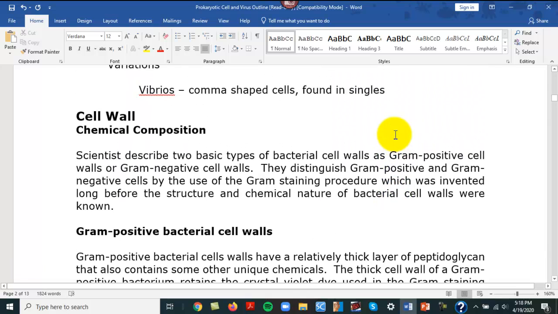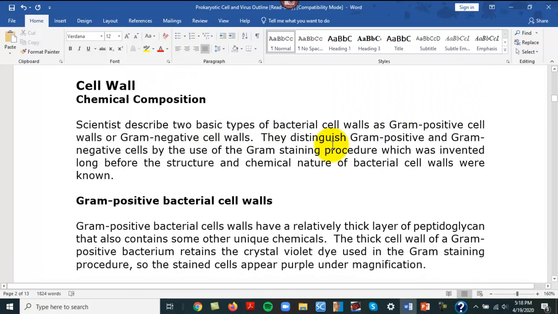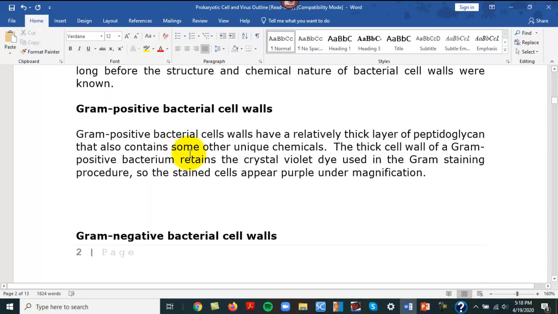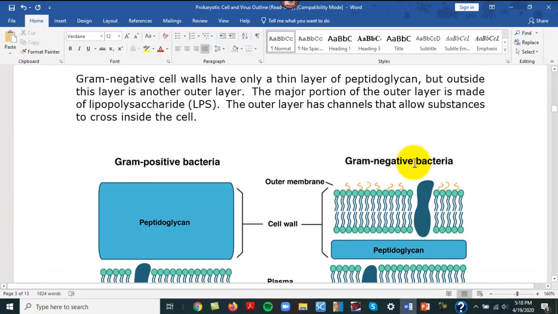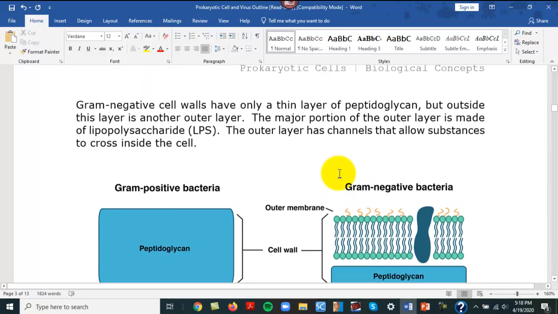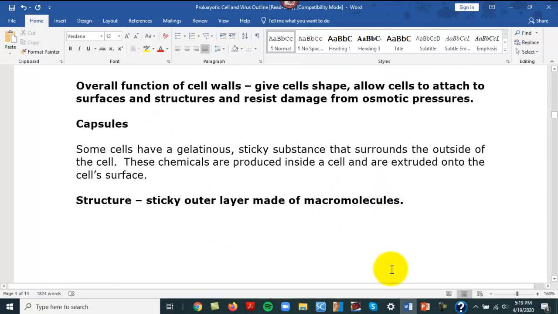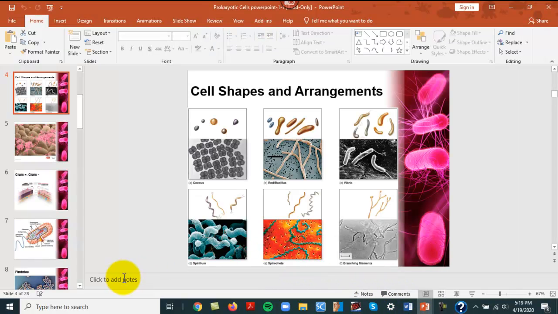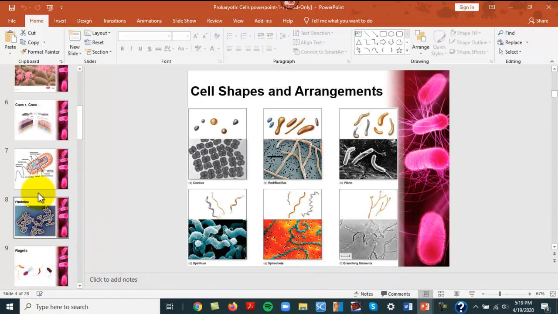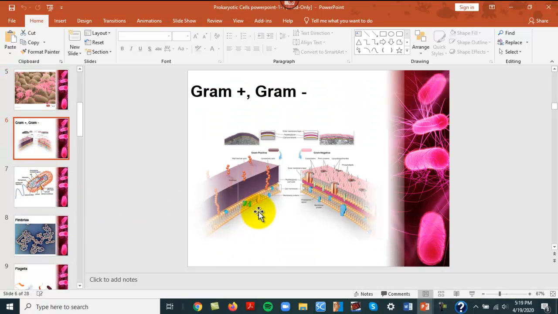So here's a little bit about them. There's two basic cell walls, gram-positive and gram-negative. And like it says here, gram-positive bacteria cells have a thick layer of peptidoglycan. They have other things too, but that's the majority of the cell wall. And then gram-negatives, like I was saying, they have what's called a lipopolysaccharide, and then they have this thin layer of peptidoglycan. So here's a gram-positive, and then here is a gram-negative.